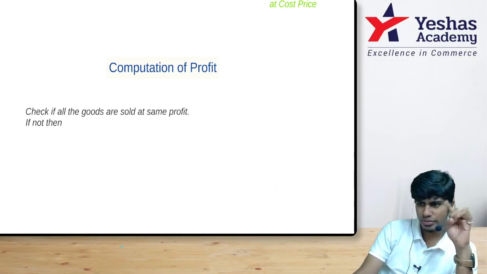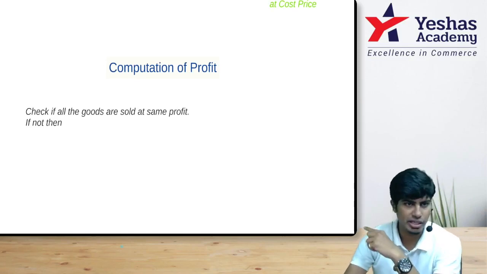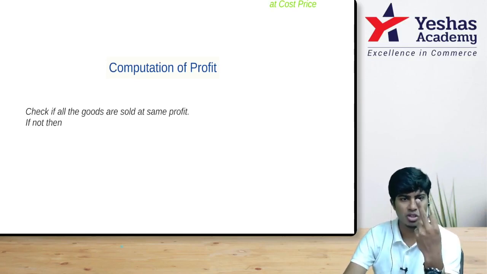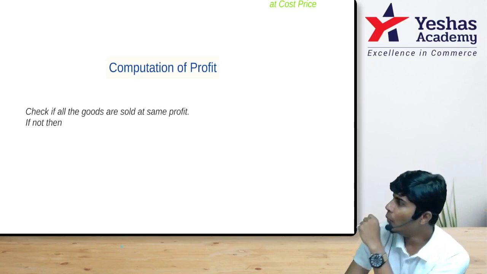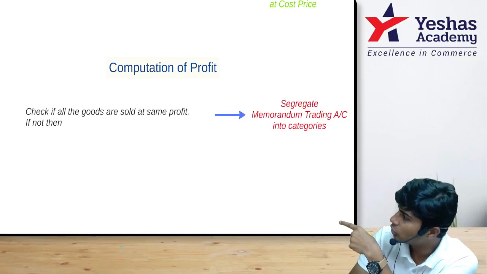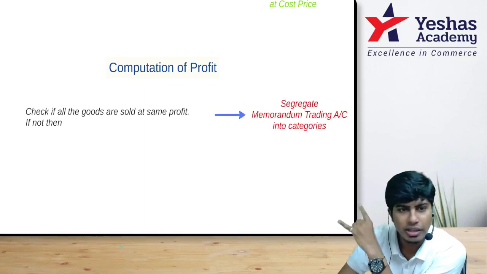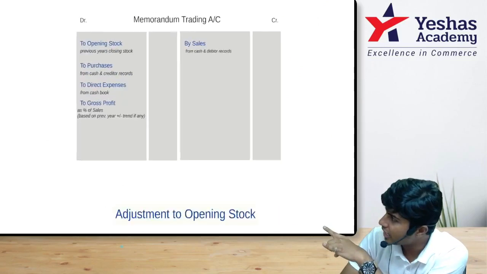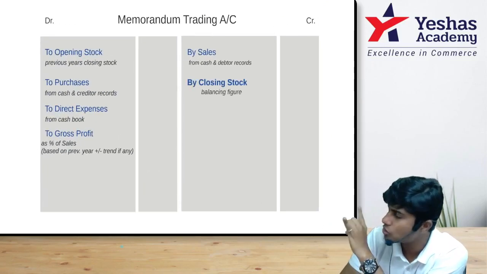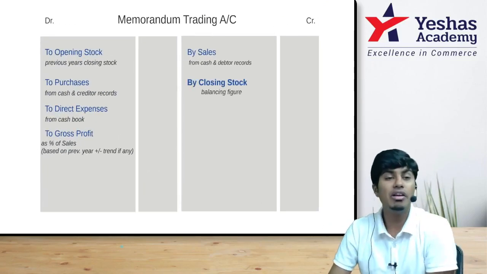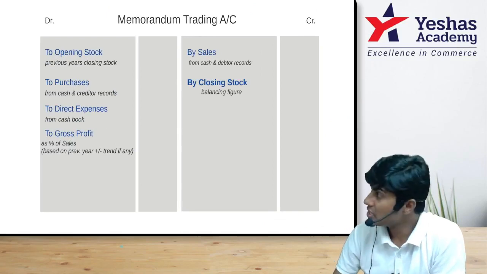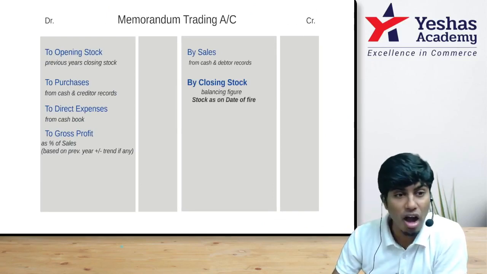Consignment we used to do little. So we'll do this here. Trading account with two columns, normal and abnormal, and a third side. So segregate the memorandum trading account into categories. Then once this is done, we will find closing stock as the balancing figure. This is the value of the stock as on the date of fire.